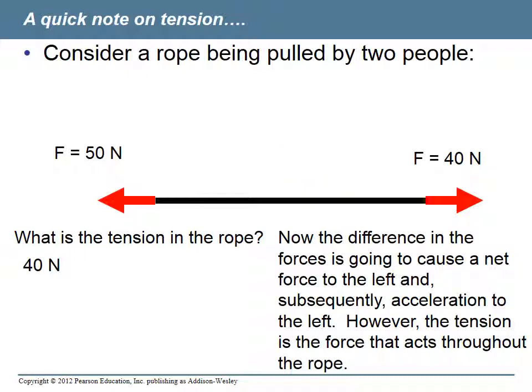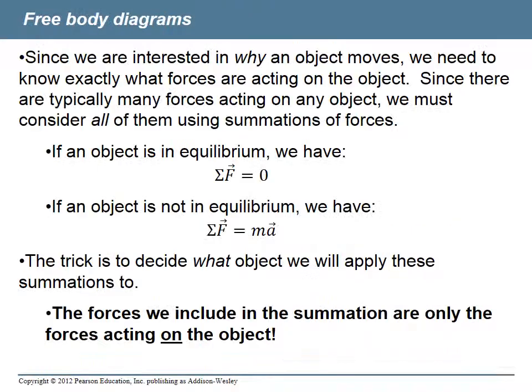But the tension in the rope is the force that acts throughout the entire thing. There's actually only 40 newtons of this that acts as a tension, and the other 10 newtons causes an acceleration. There's only 40 newtons of tension in this rope in this case. So essentially it's going to be your lower one. If you have a net acceleration, then your tension is going to be whichever the lower force is.